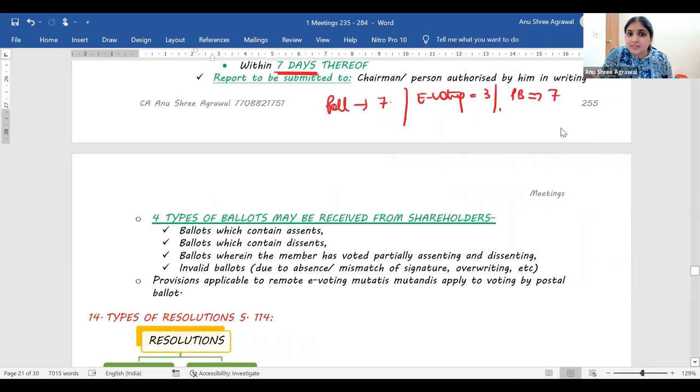Any votes that we receive after the 30 days period, we will not consider. Any vote that we receive after the 30 days period will be an invalid vote, so we will not count them. Four kinds of votes we may receive.